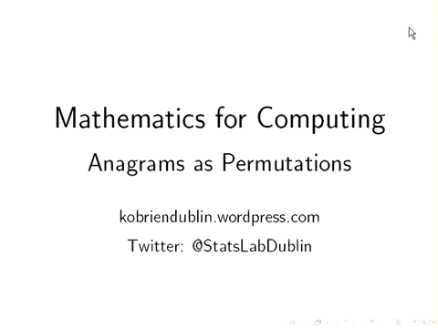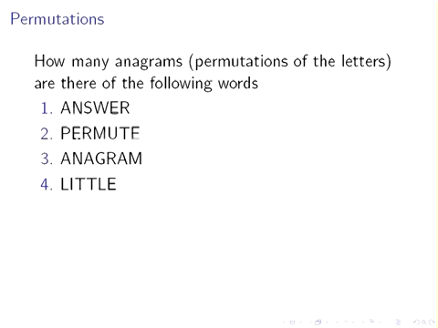In this presentation we are going to look at anagrams as permutations. So this is all about using permutation theory to look at how many ways we can rearrange the letters in words. So how many anagrams, permutations of the letters, are there for the following words? Answer, permute, anagram, and little.